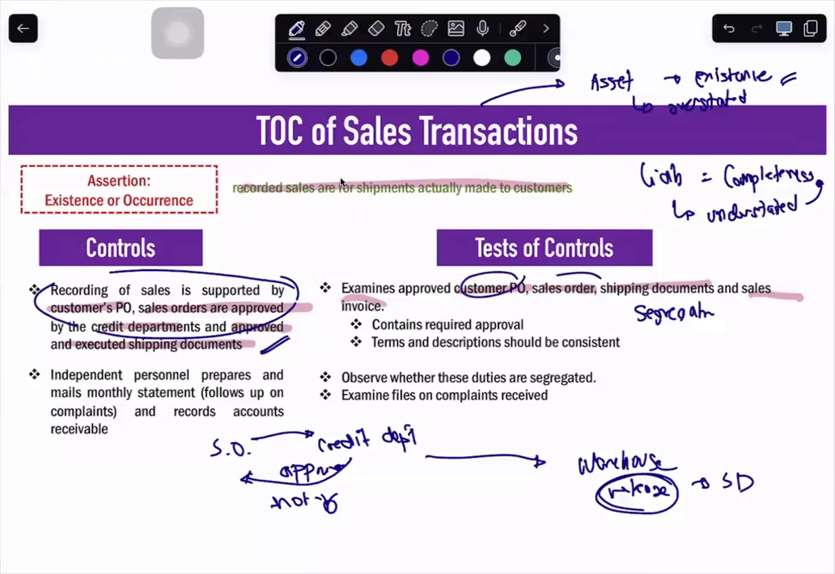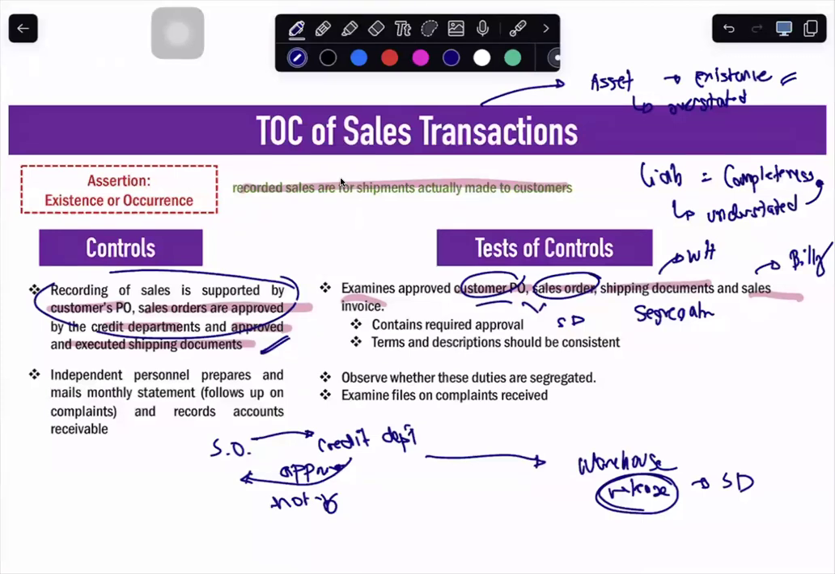But the customer PO and the sales order come from the sales department. The shipping document comes from the warehouse. And ultimately, the sales invoice will come from the billing department. So we want those items, as properly laid out by our internal controls, to be really segregated. So we test the authorization on each item so that we see if it is properly segregated.